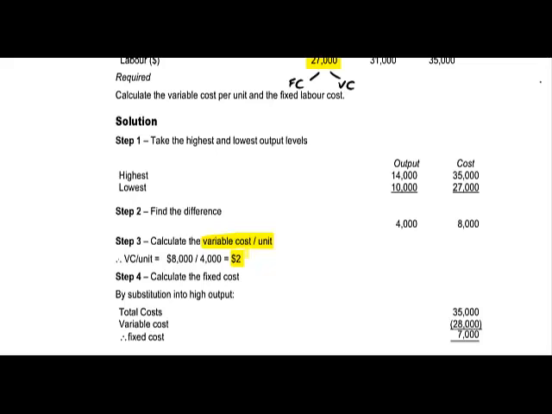You then substitute that variable cost into the total costs, remembering of course that total costs are equal to the variable costs plus the fixed costs. If you like thinking in terms of algebra, you could do it that way, or you can just use the common sense approach and how we have shown it here. So our total costs are 35,000. If the costs are 35,000, you've made 14,000 units, and it's at $2 per unit. So your variable cost must be 28,000. The difference between the two gives you your fixed cost.